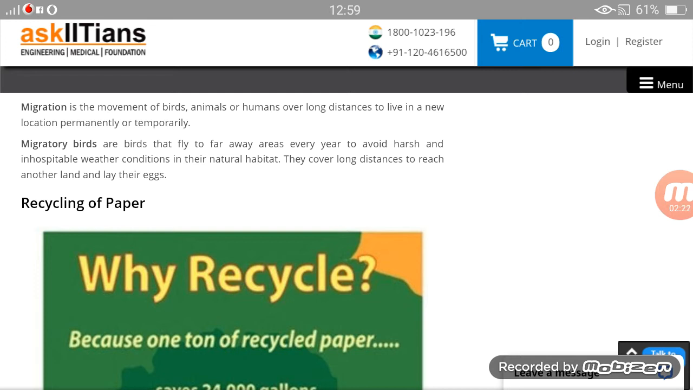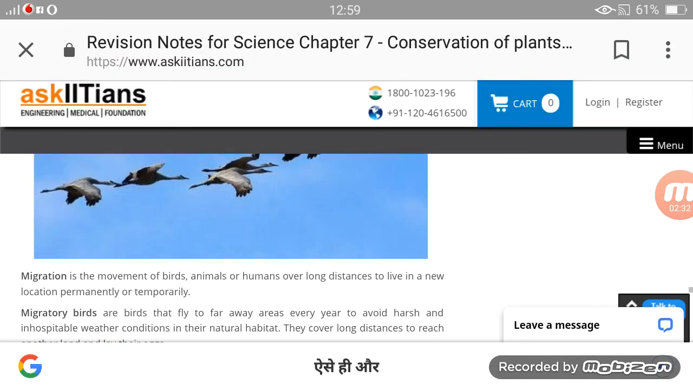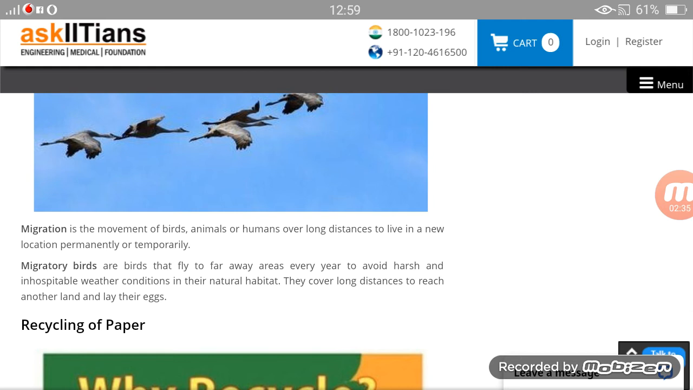As you have heard of the Siberian cranes, they come from Siberia to India to escape from the harsh weather conditions, to lay eggs or to seek shelter and in search of food also. So migratory birds are birds that fly to faraway areas every year to avoid harsh and inhospitable weather conditions in their natural habitat, because there is a type of harsh weather in their habitat, so they escape from there and come elsewhere. Habitat means the place where they generally live. They cover long distances to reach another land and lay their eggs.